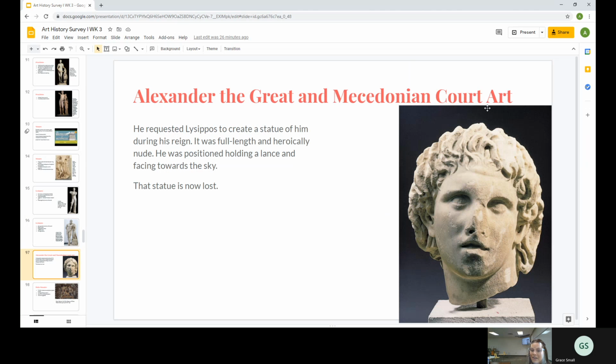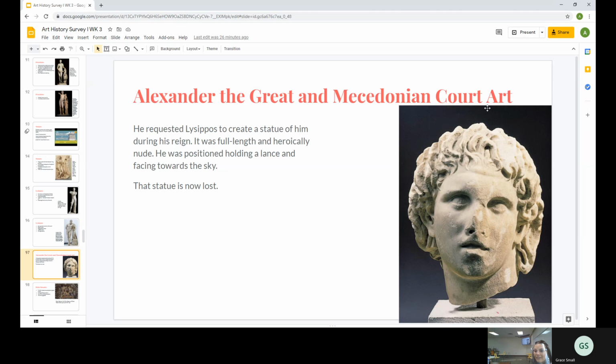Another Lysippus, this is not the actual one. Alexander the Great requested Lysippus to do a full heroic nude of him because, yeah, that's what rulers did. Unfortunately, the full heroic nude statue for this one is also lost, and this is a copy of one of the busts, just like Pericles. But we think this might be what it looked like. So maybe Alexander the Great looked like this, maybe not, who knows.